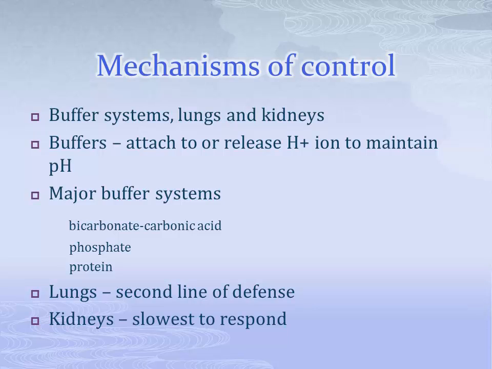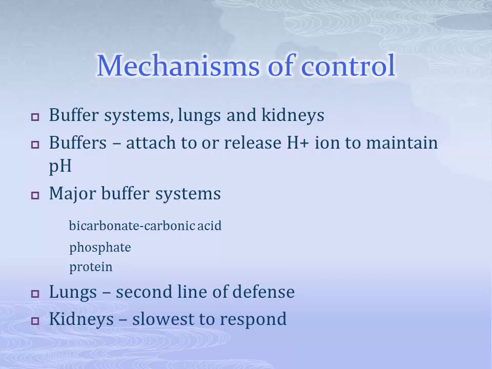So how do we control it? Well, I've kind of already talked a little bit about some of these, but I want to talk about buffer systems. So buffer systems help to control. We have the lungs and we have the kidneys, and I've talked a little bit about lungs and kidneys. So what are buffers? Buffers attach to or release hydrogen ions to maintain the pH. The primary buffer system we're going to talk about is the bicarbonate carbonic acid system.